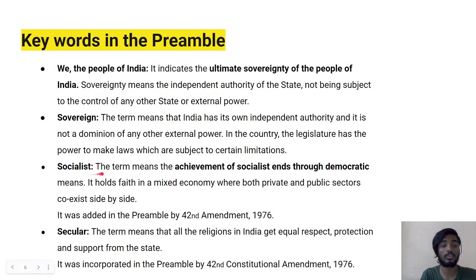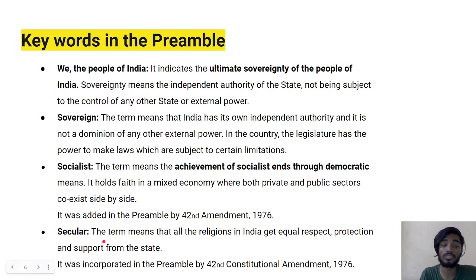And what is the meaning of the term socialist? The term socialist means the achievement of socialist objectives through democratic means. It holds faith in a mixed economy where both private and public sectors coexist side by side, and the term socialist was added by the 42nd Constitutional Amendment Act 1976.